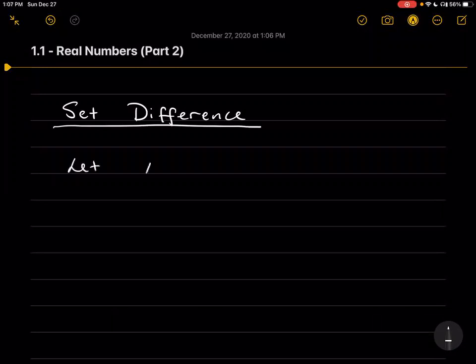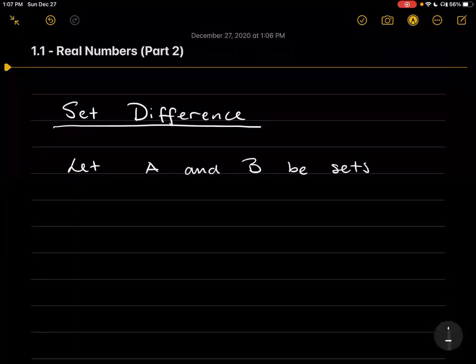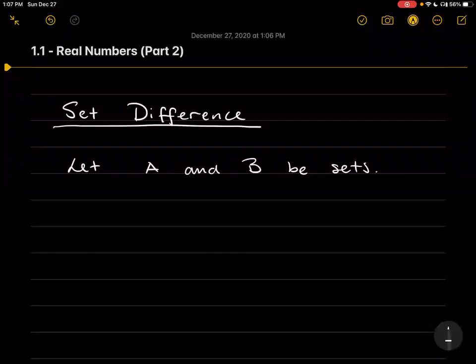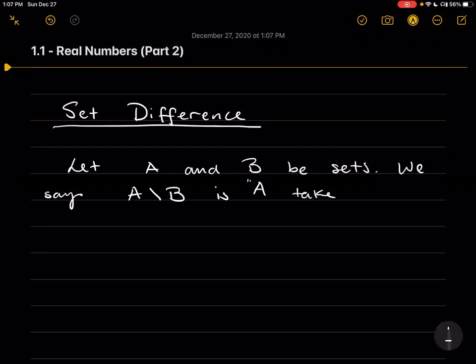So if we let A and B be sets, just any sort of whatever sets, we say A backslash B, which we read as A take away B.